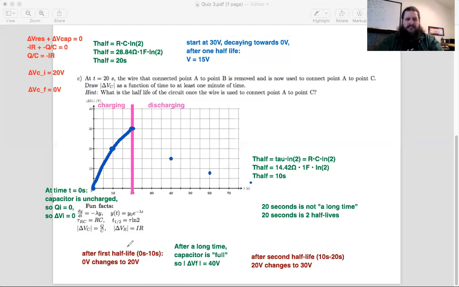I have a quick question. Regarding the delta V, like the capacitor initial value, should it be 20 or 30? That's the part I'm confused on.